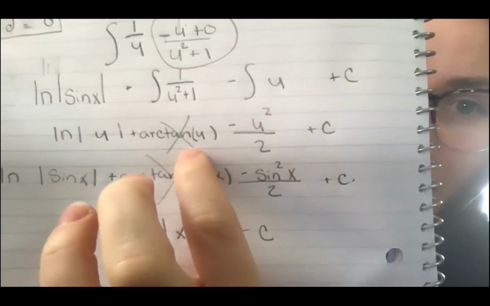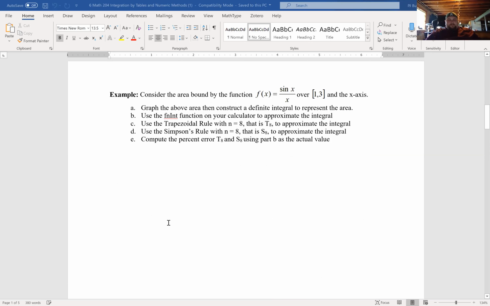All right, so let's try one. We've got our formulas. So this says, consider the area bound by the function sine x over x between 1 and 3 and the x-axis. So first it says, graph the above area and construct a definite integral. So again, I'm going to enlist the help of Mathematica to get a nice pretty graph. You are more than welcome to plot this on your calculator. Make sure you're in radian mode when you do so.